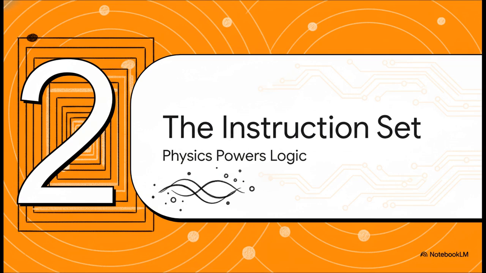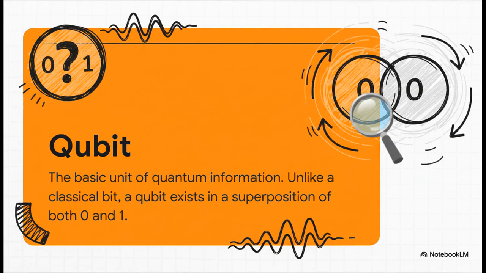Well, for that, we have to go a layer deeper in our stack, down to the quantum instruction set. This is where the physics really starts to power the logic. And at the heart of everything is this little guy, the qubit. It's the quantum world's answer to the classical bit. But here's the twist. A regular bit is stuck. It has to be either a 0 or a 1. A qubit? A qubit can be a 0 and a 1 at the exact same time. We call that wild state superposition.